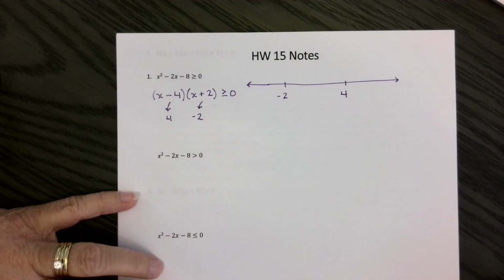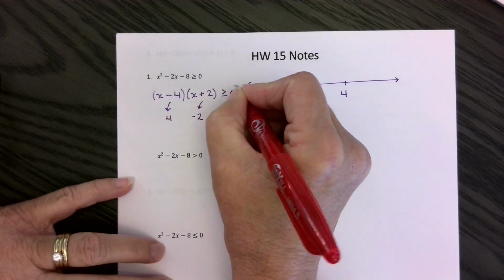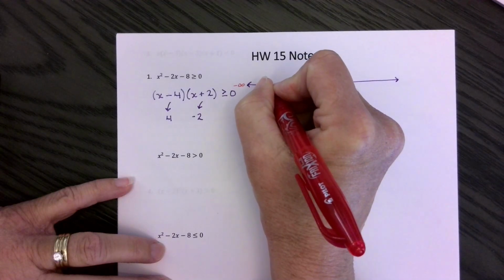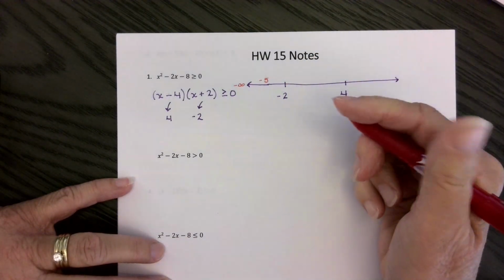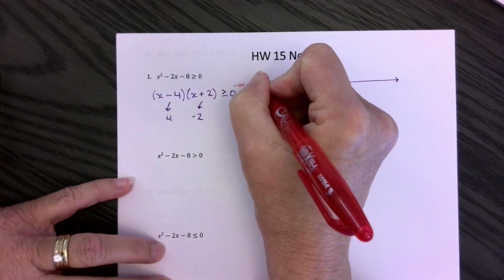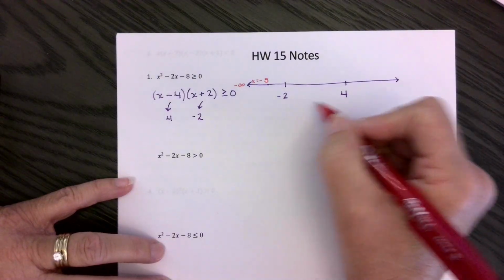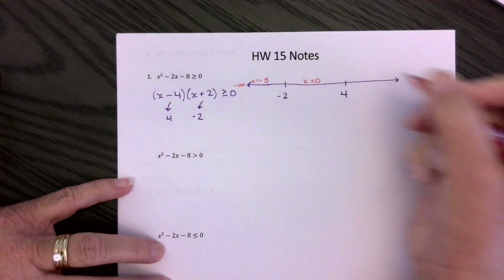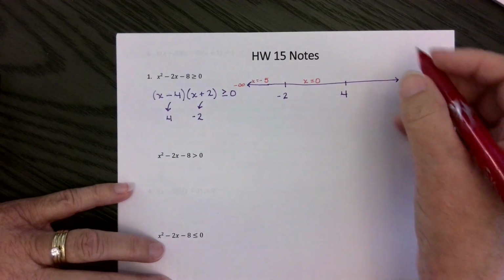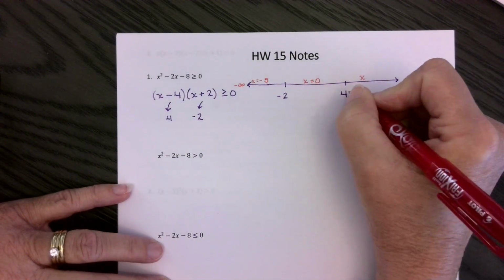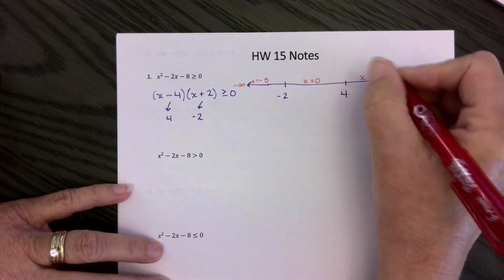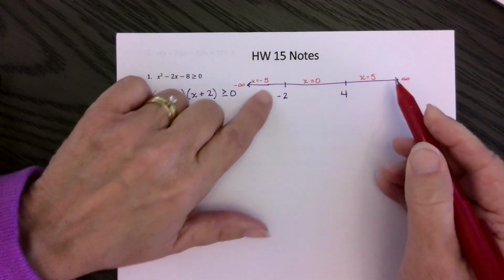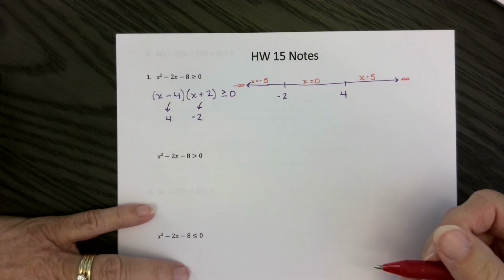So what we're going to do is we're going to pick test points. We're going to pick some number that's between negative infinity and negative 2. Let's just go with negative 5. Okay, it doesn't matter what number. Let's make x equal to negative 5. Then I'm going to pick a number between these two. It doesn't matter what number you pick, but I like to use 0 because it seems to make the problem easier. Okay, and then right here, pick a number to the right between 4 and infinity. So to the right of the 4, I'm just going to pick, let's say 5. Okay, these don't have to be the same. It's just a number I picked.